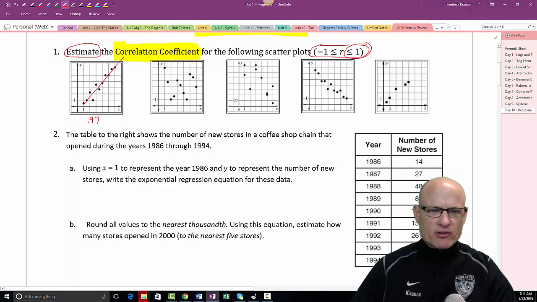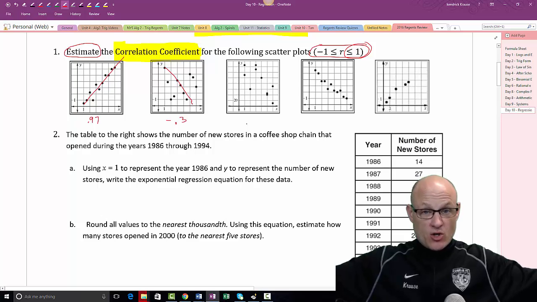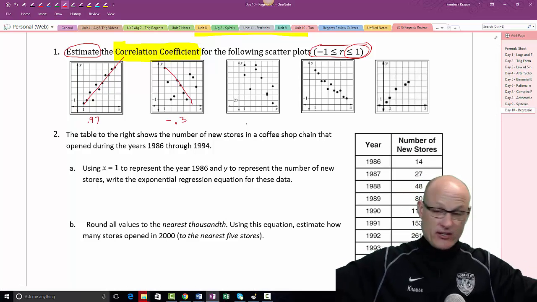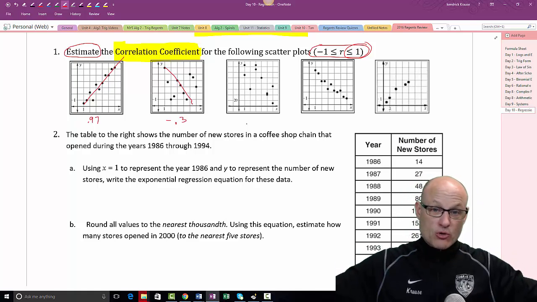This one in general is coming down, right? It's got this downward vibe, sort of, but the stuff's all over the place. So I might want to call this like -0.3. Remember, the closer it is to 1 or -1, the better the correlation coefficient. You have a good positive correlation, you have a good negative. The more I exercise, the longer I live. The more I smoke, the shorter I live.